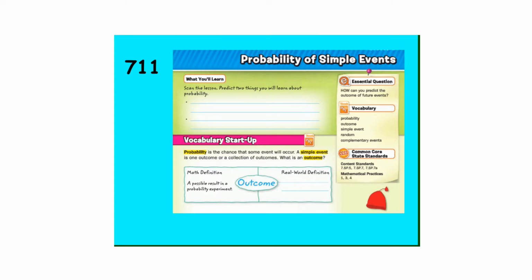Okay, so probability is the chance that something's going to happen. A simple event is one outcome or a collection of outcomes. So what is an outcome? Let's see here. So the math definition, a possible result in a probability experiment. So real world, you might just say something that could happen. The way an experiment turns out otherwise would also work.